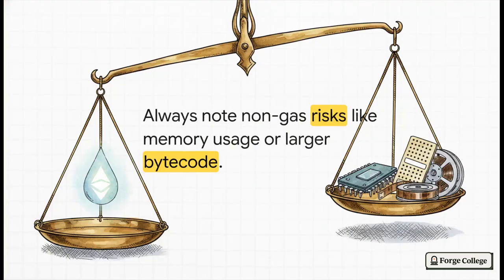But remember, a true master engineer doesn't just brag about their gas savings. You gotta document your trade-offs. Did your optimization increase local memory usage? Did it result in a slightly larger bytecode? Always note the non-gas risks and trade-offs in your summary document. Complete honesty in engineering is paramount.